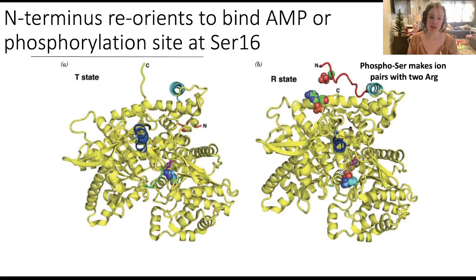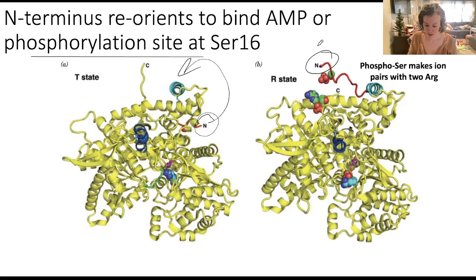What happens when the enzyme is either phosphorylated or when AMP binds is we have a conformational or shape change where the N-terminus of the enzyme reorients itself to the top here of this picture. Now we know from hemoglobin that when one area of the enzyme structure changes, the entire structure will have some slight modifications because it's all connected to the primary, secondary, tertiary structure.